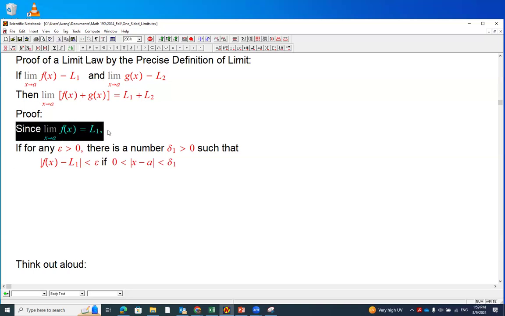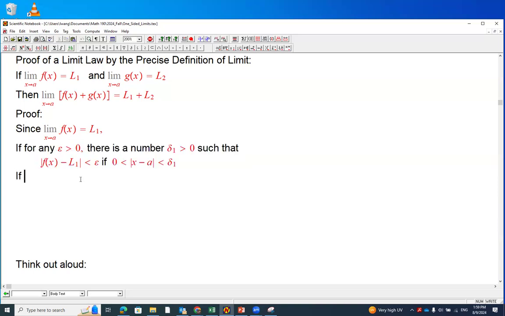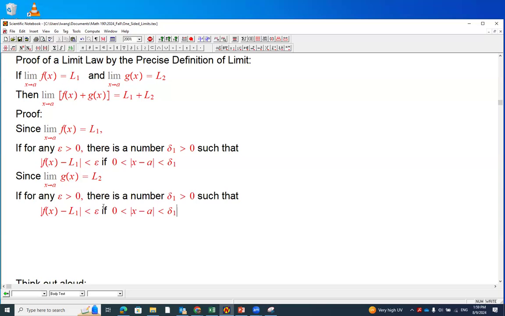So this limit exists, meaning this is true. Secondly, for this g, g has a limit too, right? So we say then this is true, then this statement is also true. But it's for g, right? So we have another delta for any epsilon, delta 2 for g. So we just have to change a couple of things. So g has a limit L2, and this is for delta 2.